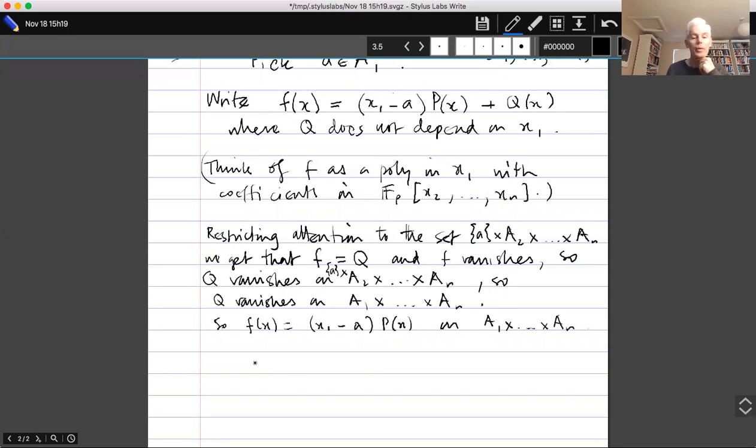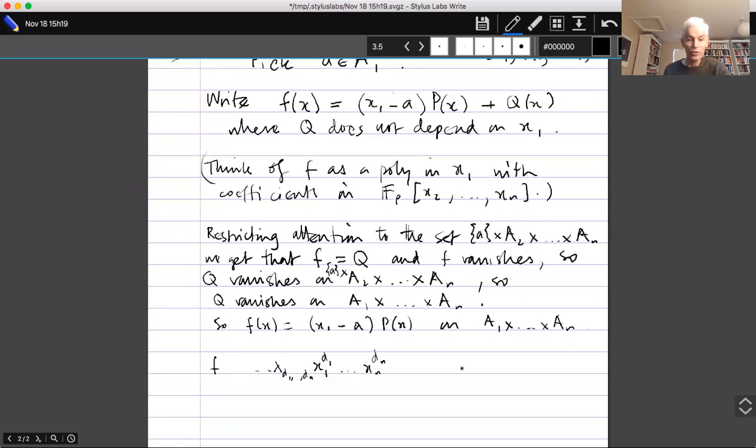Well, remember that f has a term in x1 to the d1 up to xn to the dn, and so we've got some coefficient here that's non-zero, lambda d1 to dn. What happens when we do polynomial long division and divide by x1 minus a? Or let's just have a look at this p of x.